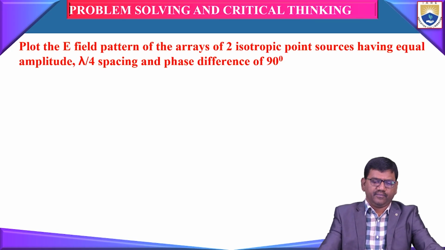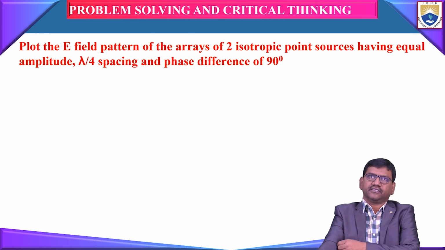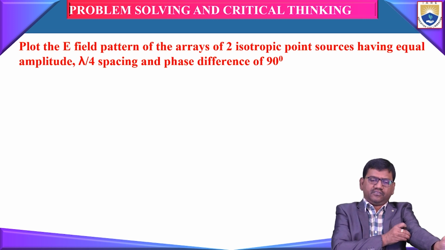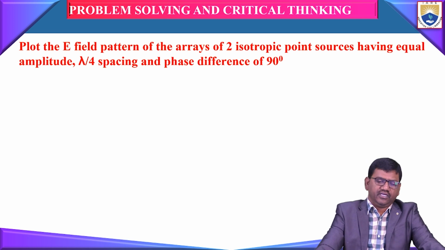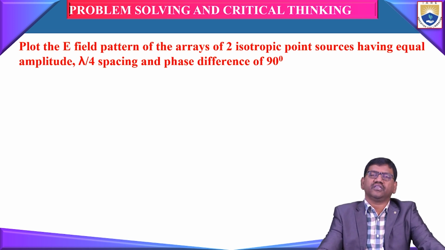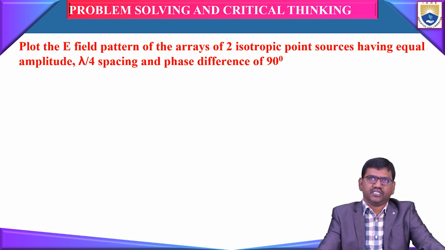Plot the E-field pattern of the arrays of two isotropic point sources having equal amplitude, lambda by 4 spacing and phase difference of 90 degrees. So arrays of two isotropic sources are given, and we need to draw the radiation pattern by finding the E-field. First we need to find out the amount of electric field produced by the two isotropic sources. After that, we can draw the radiation pattern based upon the equation of E.